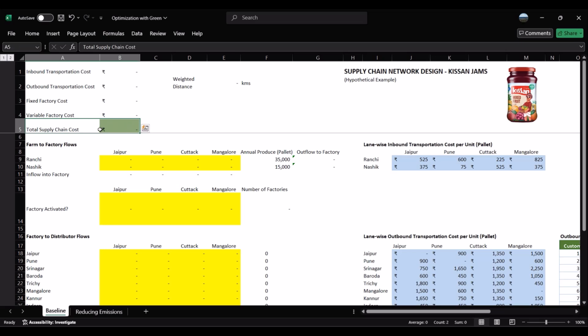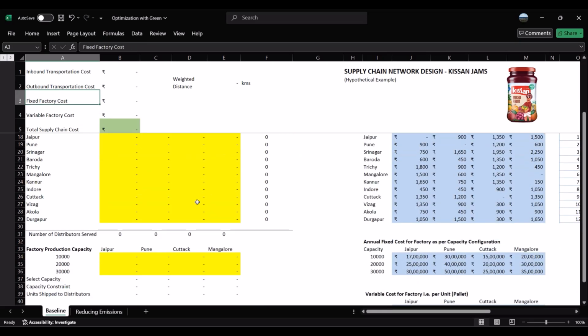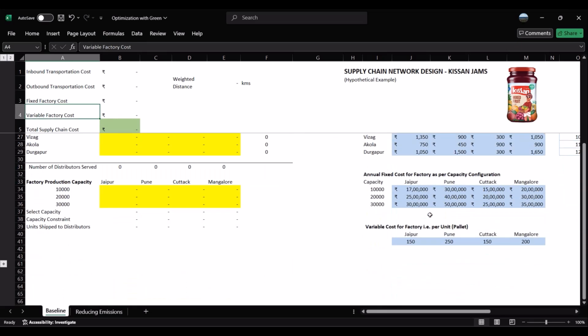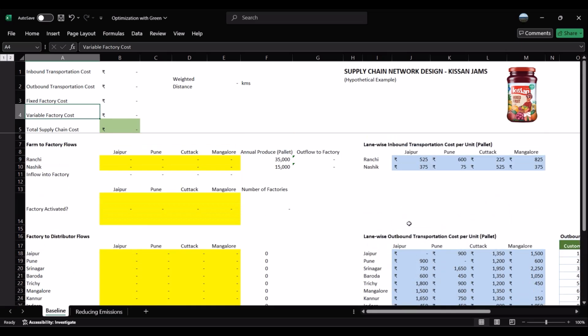What we are trying to derive is the lowest total supply chain cost. It is a function of the inbound transportation cost, that is the logistics cost of the product flows between the farm and the manufacturer. The outbound transportation cost, which is the same but involves the manufacturer and its customer, the distributors, as well as the cost of manufacturing operations, which is both the fixed as well as the variable operating costs. Kissan Jams has two suppliers, a farm in Ranchi and a farm in Nashik.